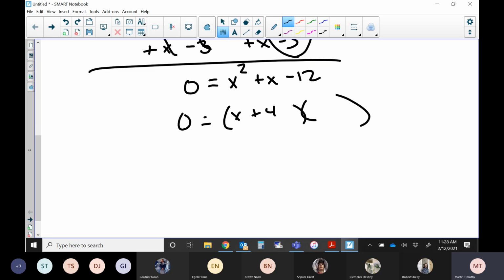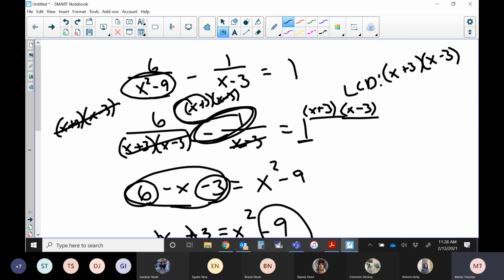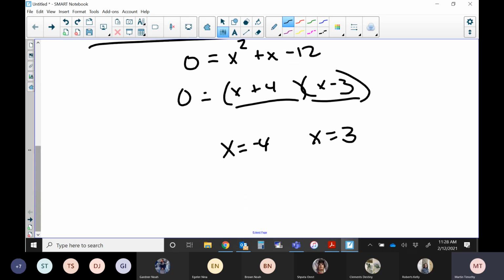X plus 4, x minus 3. What makes this bubble 0? X equals negative 4. What makes this bubble 0? X equals positive 3, but then I look back at my restrictions, and I know up here, x can't be negative 3 here or here, because it would make the denominator 0. So then you are gone, and so x equals negative 4 is my only answer. Questions on number 9?